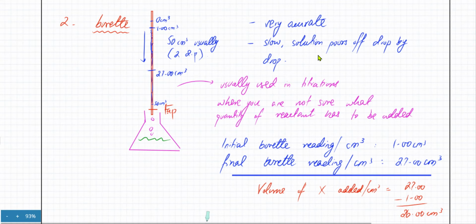यानी इसके बाहर अगर solution, if you want to release the solution into another liquid, and you want to react it with another reagent, what's going to happen is that the molecules are going to come out slowly. ठीक है, so it's not a very fast device, it's a slow device, ठीक है। That was the drawback, and it's usually used in titrations. What are titrations? Titrations are where we are not sure what quantity of reactant has to be added.